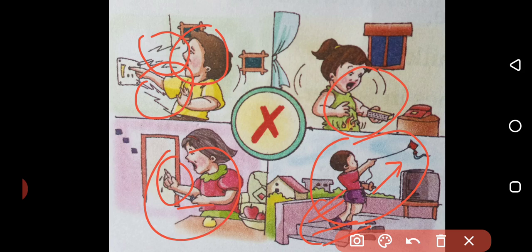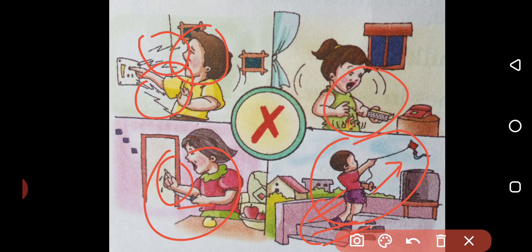That is why we should not go on the terrace alone, and we should not go near the edge of the terrace. We should be very careful, because carefulness only can save us from all these dangers.